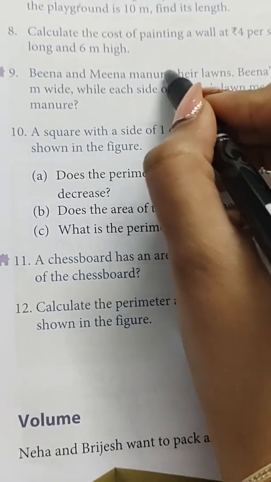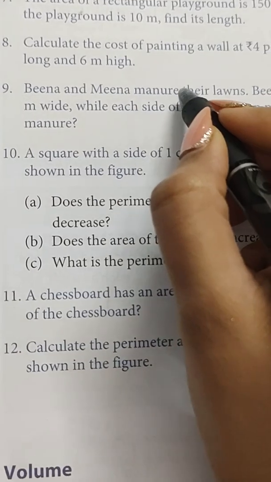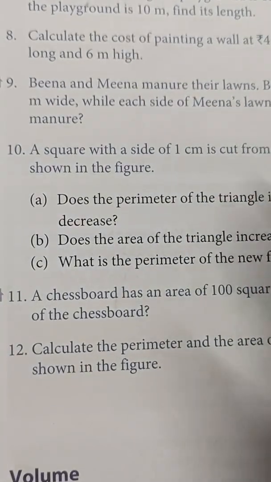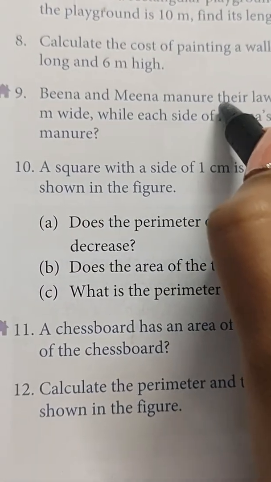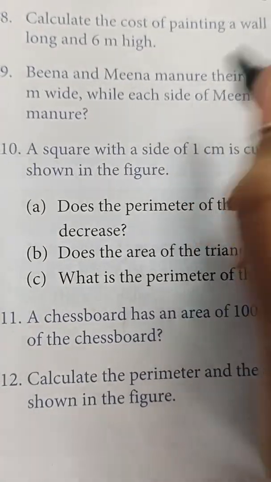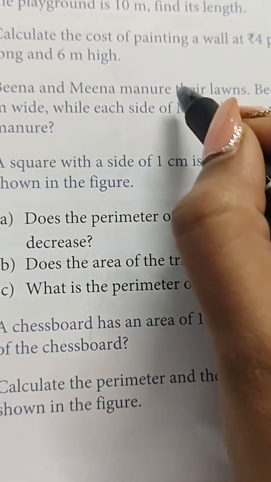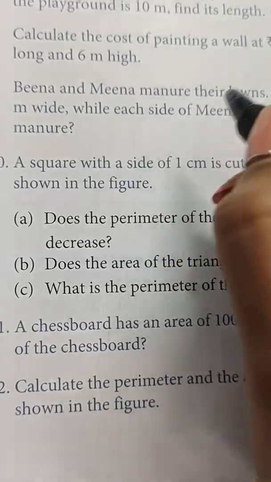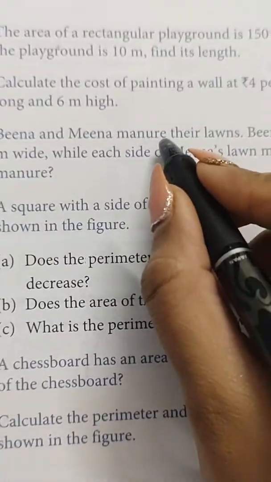What do you mean by manure? Manure is a substance that we use to make the soil fertile. It is made up of natural things, for example cow dung, vegetable and fruit peels, and leaves. We use these to make manure, and we put manure into the soil so that it becomes fertile.